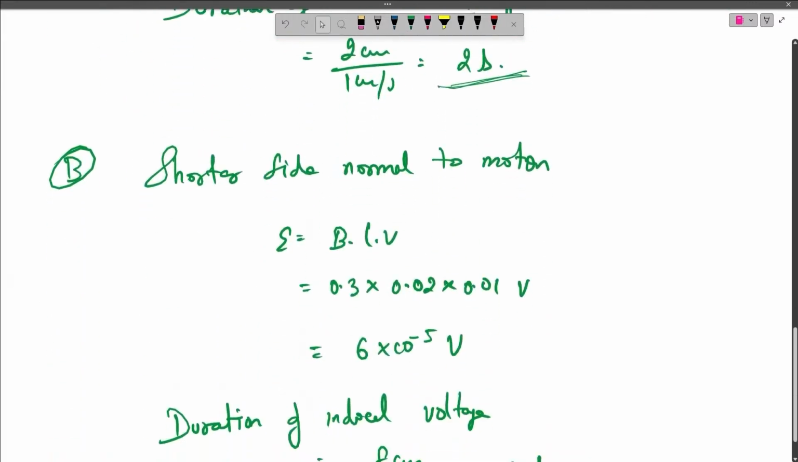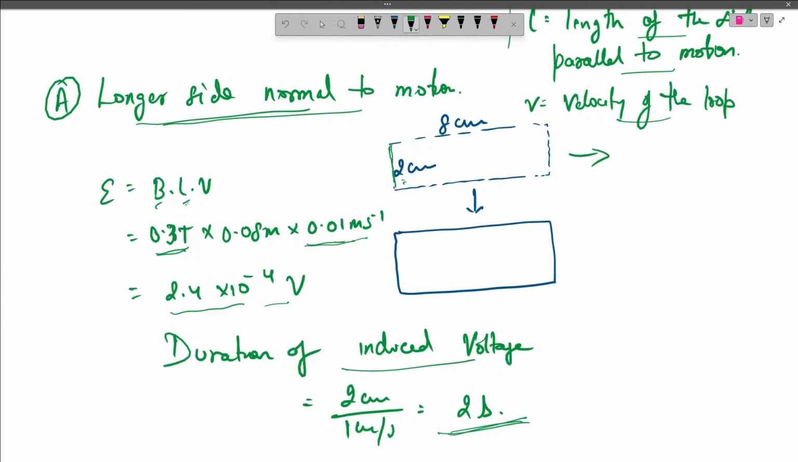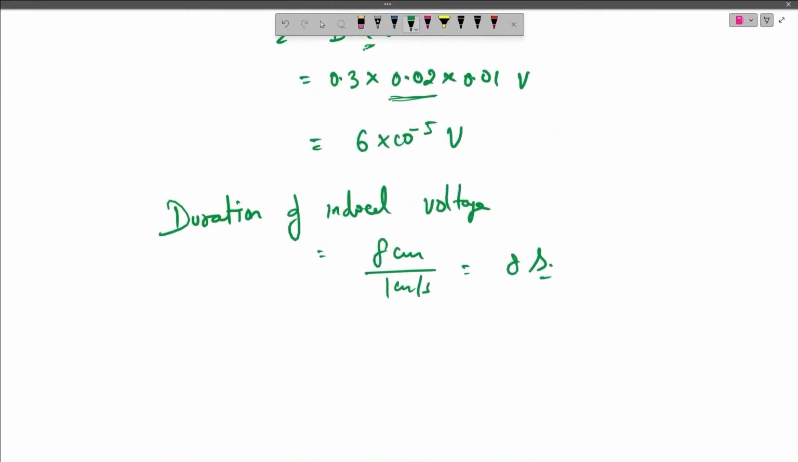Similarly, for the shorter side normal to motion, the EMF is given by BLV, where L is the length of the side parallel to the motion. In this case, it is going to be 0.02 meter. Rest of the things will remain the same. Similarly, in this case also, since the motion will be in this direction, this side will go out of the magnetic field. Now how long will it take? 8 centimeter by the speed, that is 0.01 meter per second. So we will get a time duration of 8 seconds. So 6.6 into 10 to the power minus 5 volt will remain for 8 seconds.